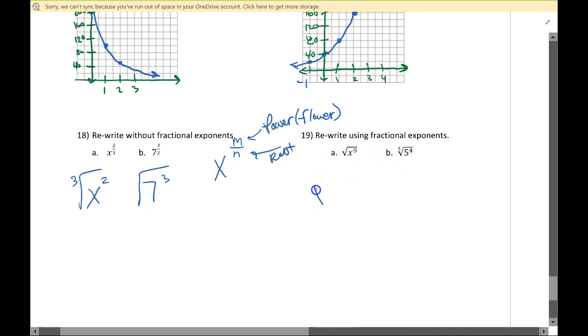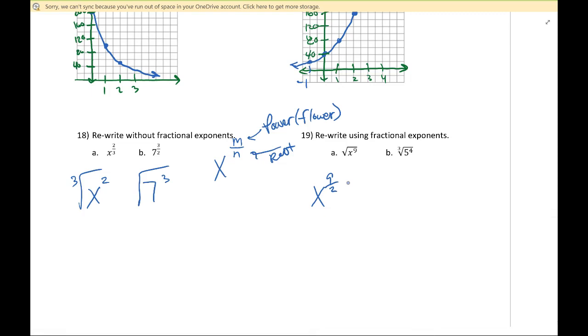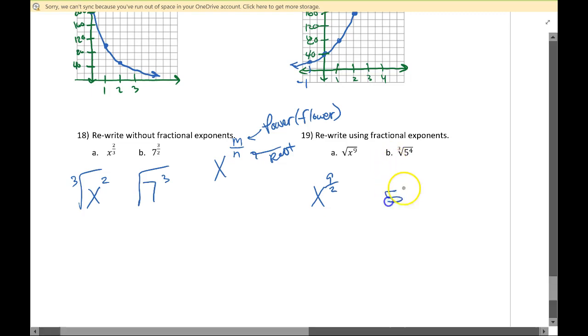So what power is x to? It's to the 9th power. And we need to know what root that is representing. It's the second root. Like I said in the previous problem, it doesn't need the 2 there for us to understand that it's the second root. And then b, the 5 is to the 4th power and the third root.